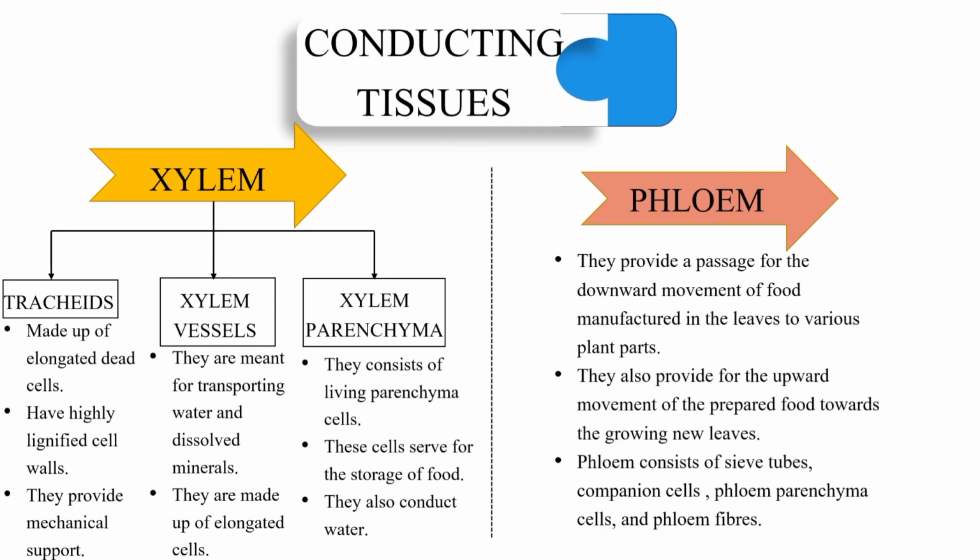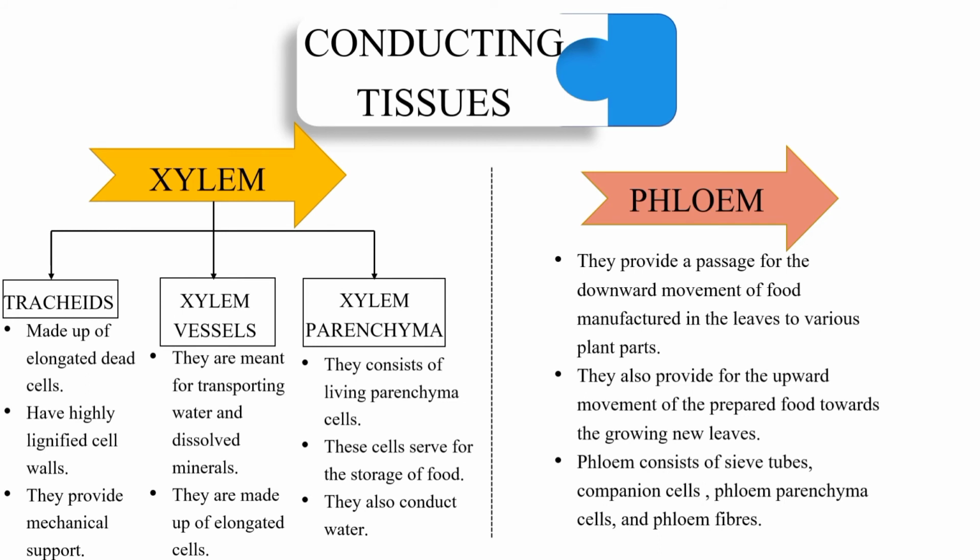Next up are the xylem vessels. They are also known as tracheae and they are meant for transporting water and minerals. Third one is the xylem parenchyma. The xylem parenchyma contains living parenchyma cells. These cells help in food storage and water conduction.